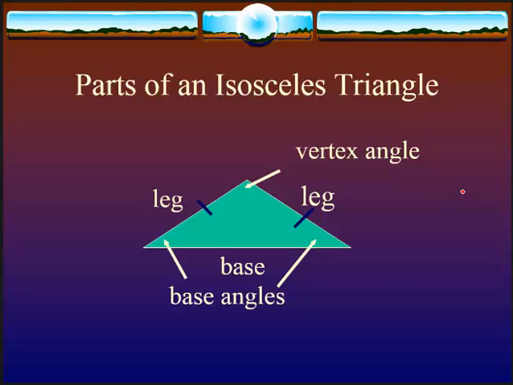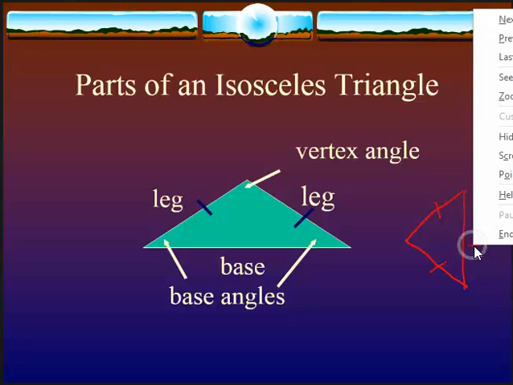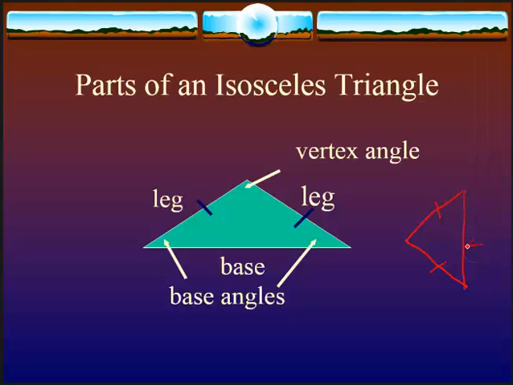I could draw something like this and make these two sides congruent. This would be my base here. It's the side that is not the same as the other ones. So look for these congruency marks, and that identifies your legs. The other side is your base.